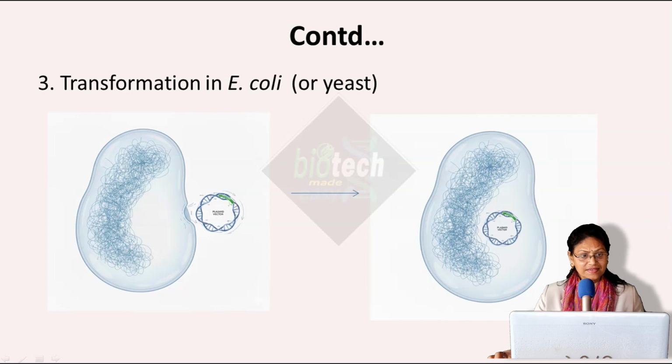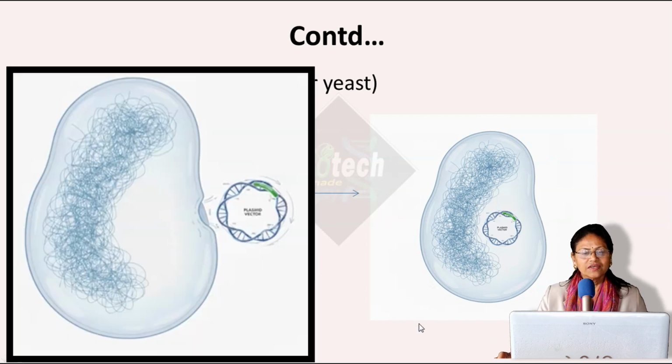Then the third step is the transformation of the microorganism. Mostly E. coli is taken, but alternatively yeast can also be used. E. coli is generally used because it grows very rapidly. Every 20 minutes it can double, and it is also very easy to handle in the fermenter as compared to other microorganisms. So here you can see the microorganism.